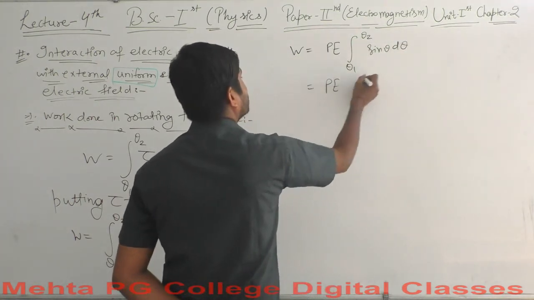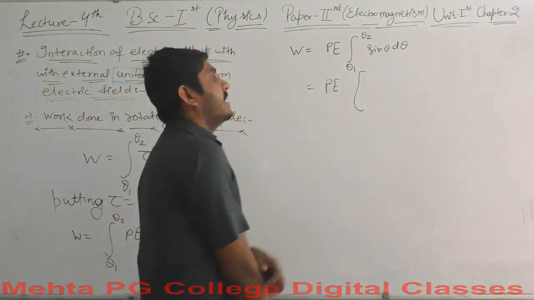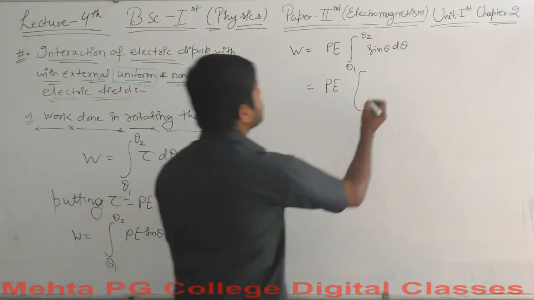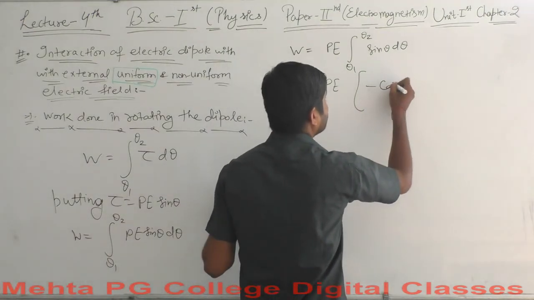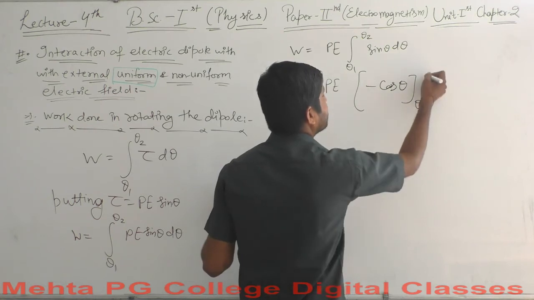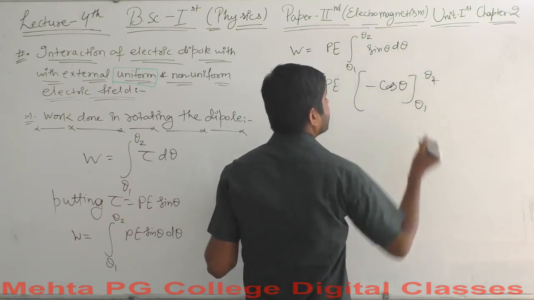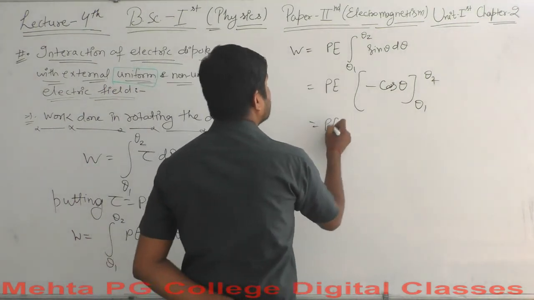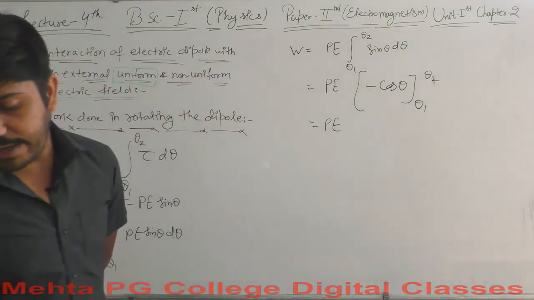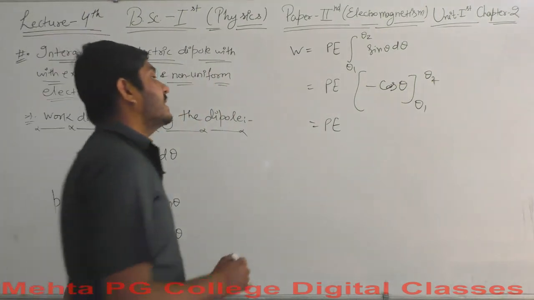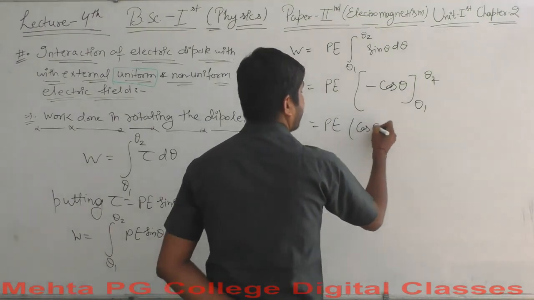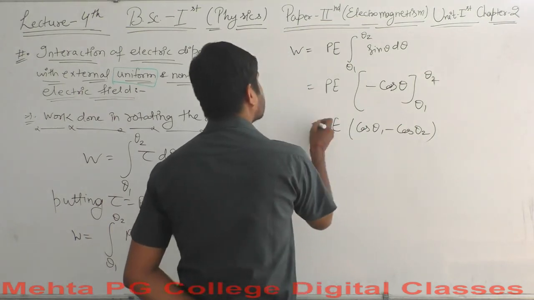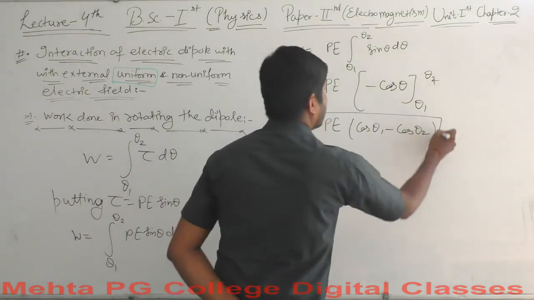So pE is again a constant, and the integration of sin theta will be equal to the negative of cos theta, with the lower limit theta 1 and the upper limit theta 2. Solving this, we will have pE into cos theta 1 minus cos theta 2. This is the total work done W in this sense.